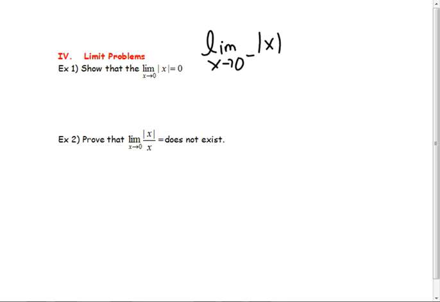Do you guys not have this? Is this the pink one?